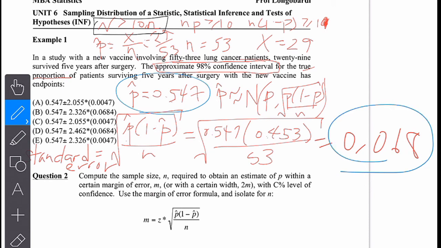B or D. So what's the rest of this? What have I done here? This is actually the confidence interval, okay? So what have I done here? Let me explain.